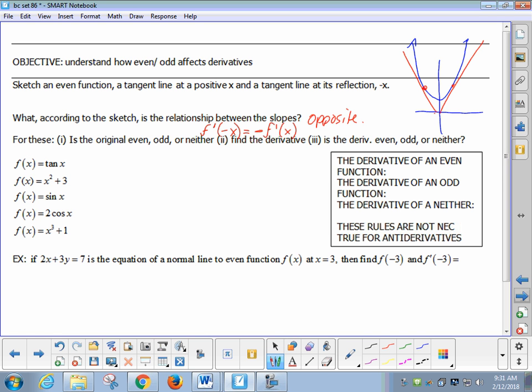F of x equals tangent x, is that even, odd, or neither? Remember, not everything has to be even or odd. Even, odd, or neither? It's odd. There's symmetry about the origin.